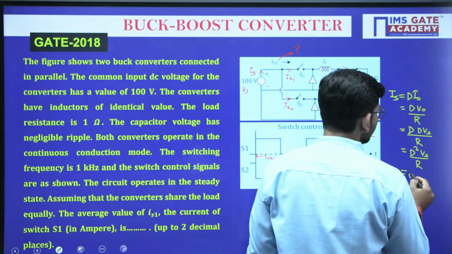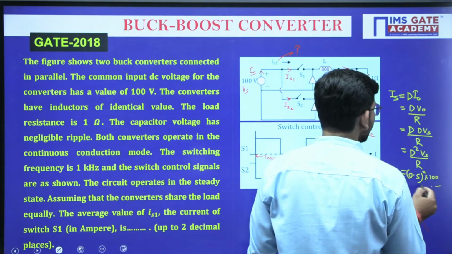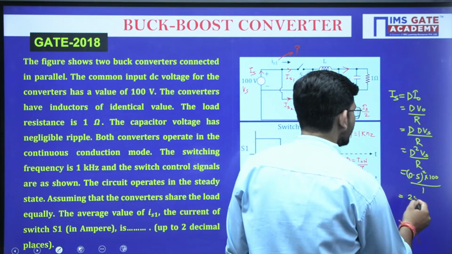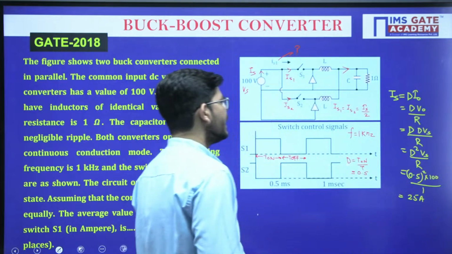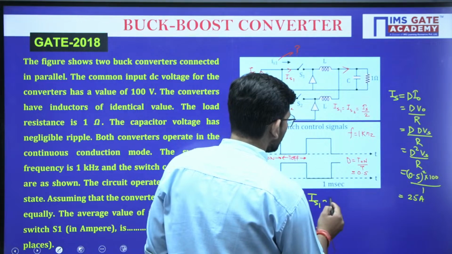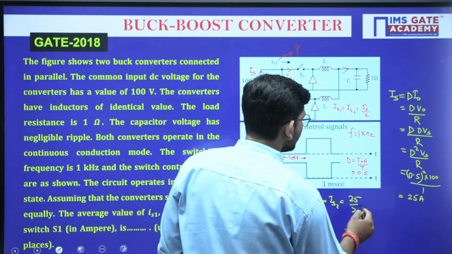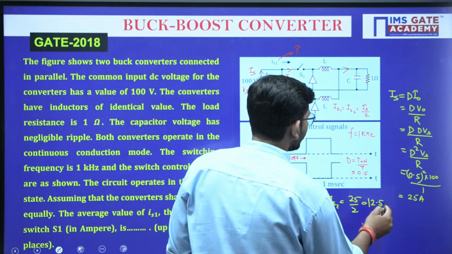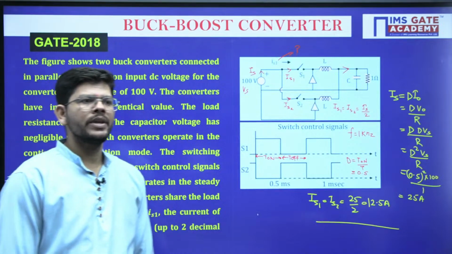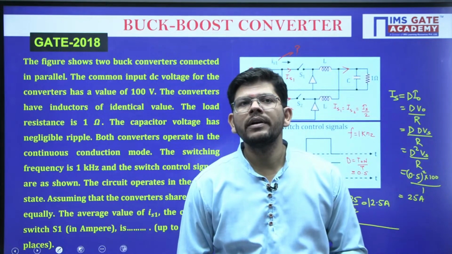Now everything is given to us. This is 0.5 squared into Vs, which is 100, divided by resistance, which is 1. How much are we going to get? 25 ampere. So if it is 25, any of these currents, whether it is IS1 or IS2, will be 25 by 2, and that will be 12.5 ampere. This is how we can solve this problem very easily. This was a very good one. It was there in the exam in 2018.